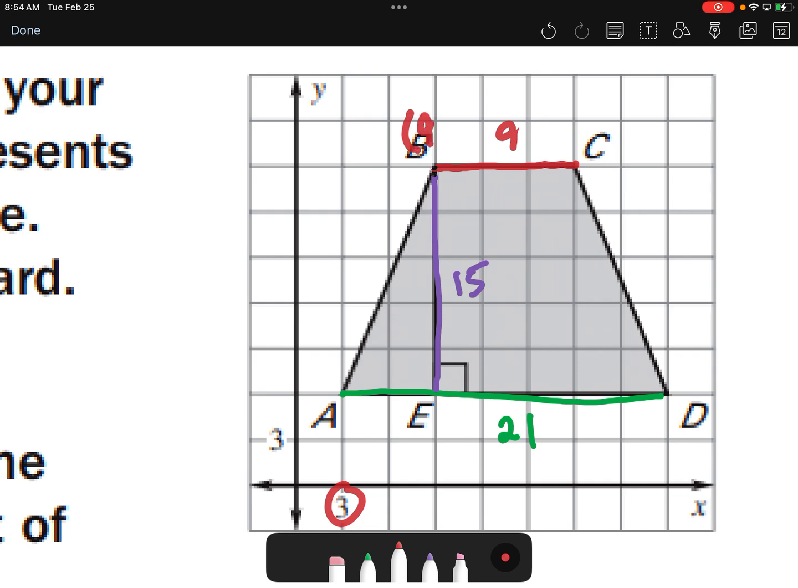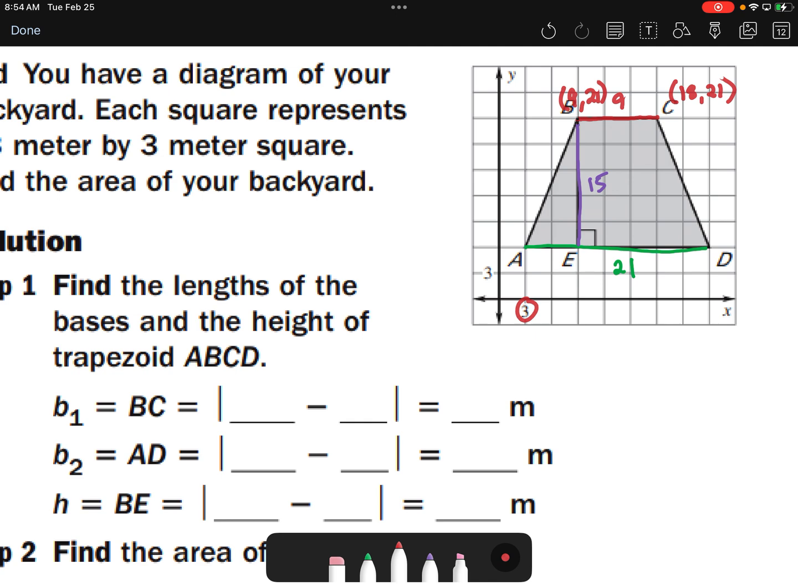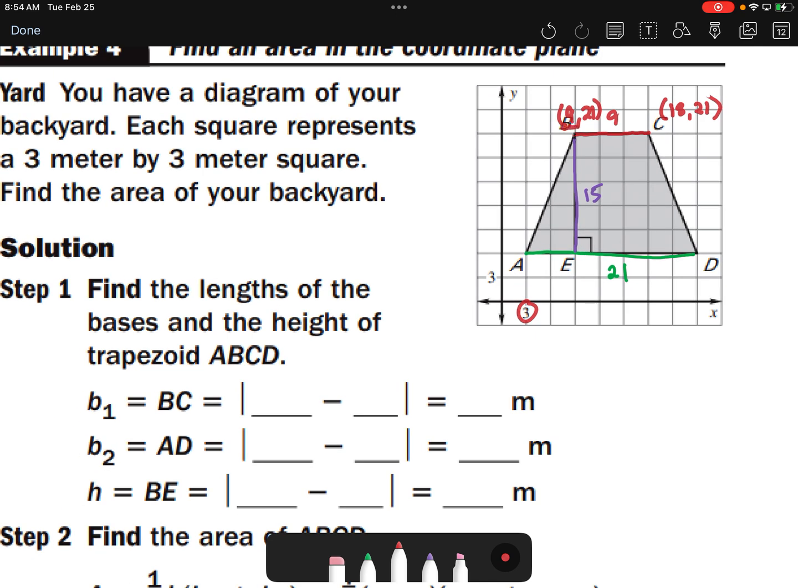So this point right here is 9, and this one here is 18. I'm just going to show one of these. For BC, it's going to be my 9 and my 18. 9 minus 18 is negative 9. The absolute value of negative 9 is 9. And you would do that for your bottom base and your height as well. Key thing to understand.